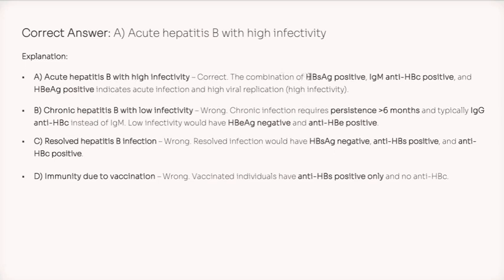This is a combination of HBsAg positive, IgM positive, and also HBeAg positive. Chronic hepatitis B is not a correct answer. In chronic hepatitis B, we'll have HBsAg positive and IgG positive. Resolved hepatitis B infection would show negative HBsAg, anti-HBs positive, remember anti-sick is positive, and also anti-HBc positive. And immunity will only show anti-HBs positive.